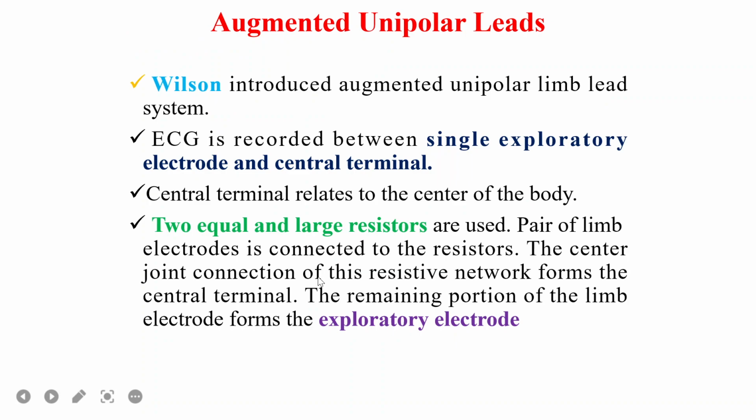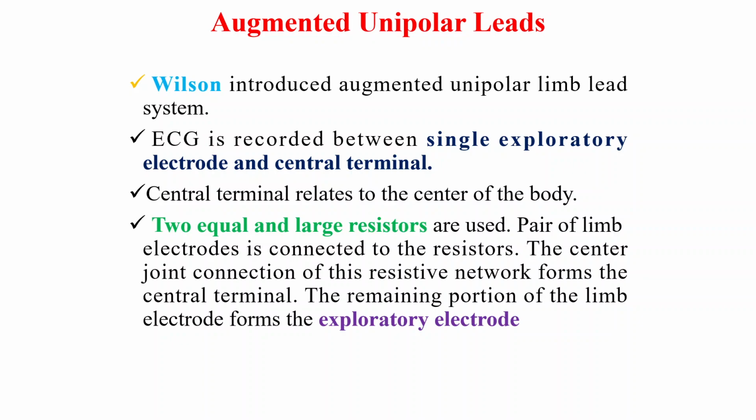The next lead system is the augmented unipolar lead system. This is also called the Wilson lead system. Here we are going to use a single exploratory electrode and a central terminal. In the previous case we left one of the points free, but here we are going to consider all the points, right arm, right leg, left arm, left leg, by using the concept of the central terminal. Central terminal means the center of the body.